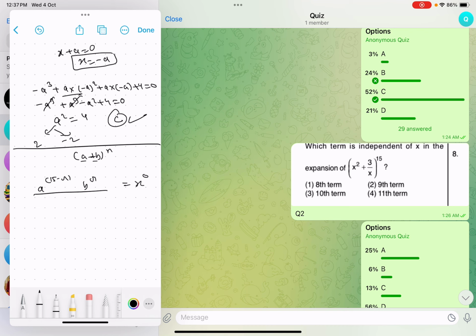Okay, so like if you substitute over here, 15 I have taken because 15 is n, so basically you can write n over here. Okay, so our first term is x square, so we can write this as x to the power 2 into 15 minus r, and this is minus r, so into x to the power minus r, and this is x to the power 0. Okay, so directly you can compare from here. 2 into 15 minus r equal to 0. We need independent of x, so x0 is 1, so this will be 30 minus 2r minus r equal to 0, so 3r equal to 10.